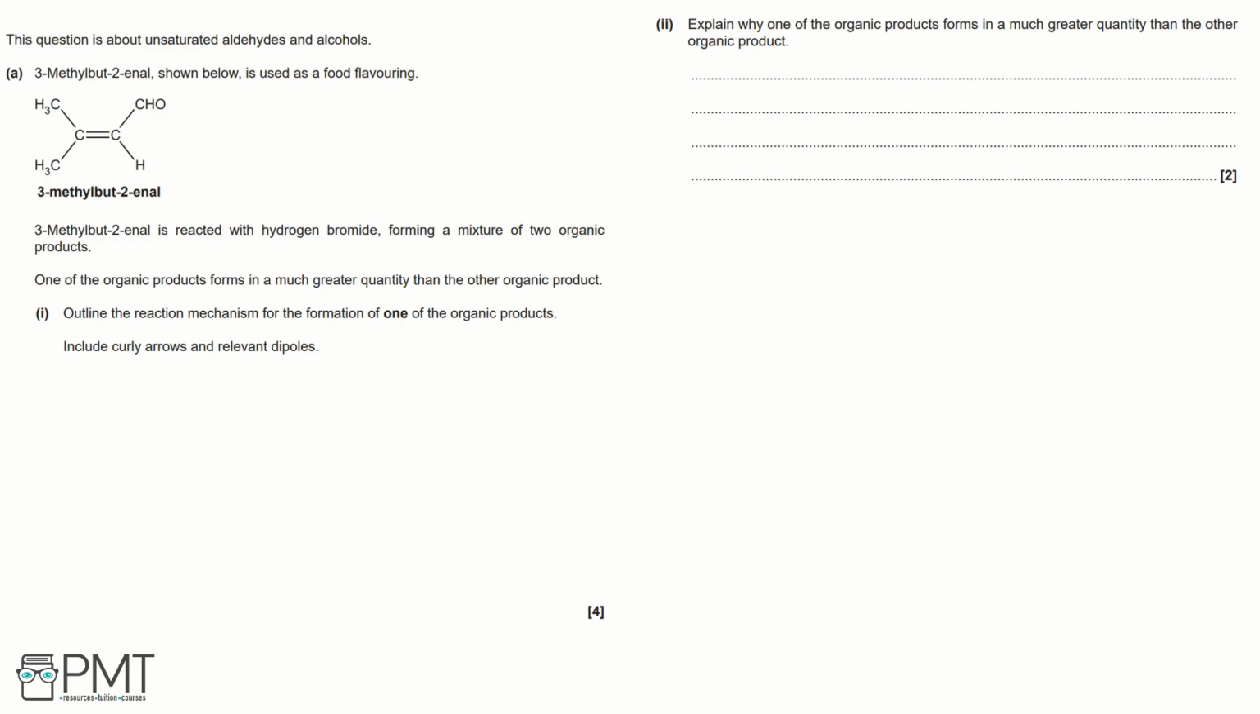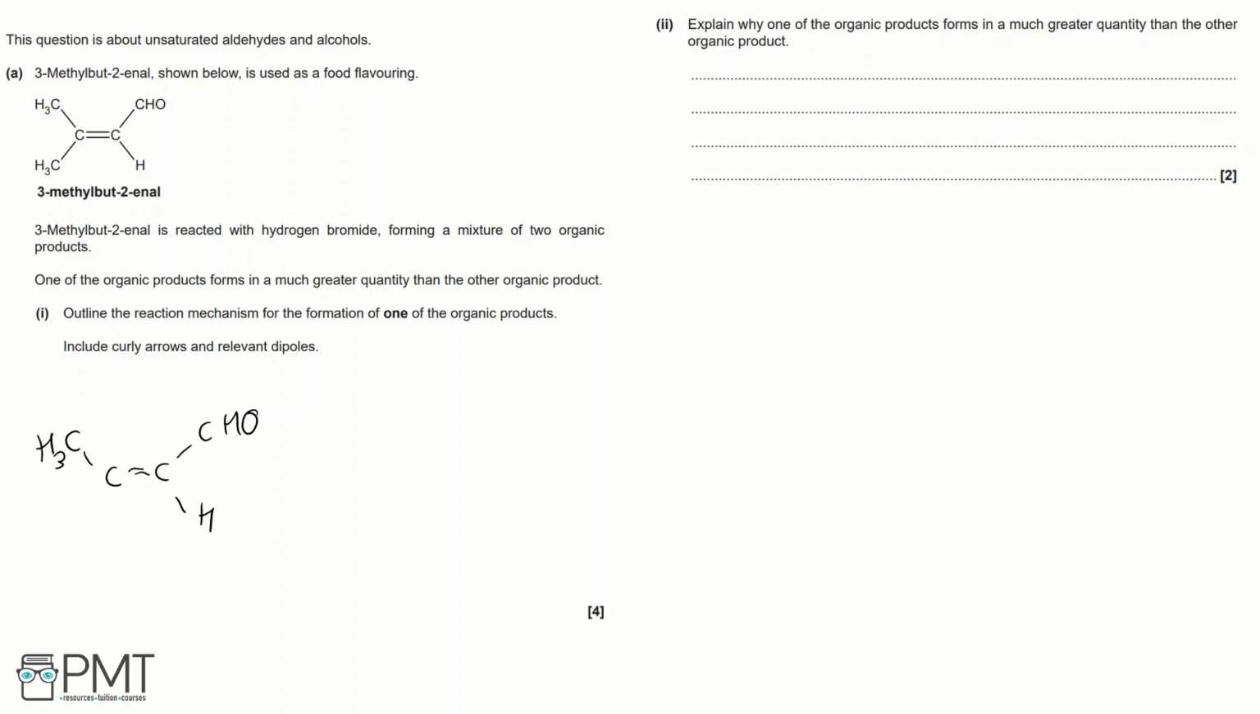Part 1. Outline the reaction mechanism for the formation of one of the organic products. Include curly arrows and relevant dipoles. This question is asking about electrophilic addition, so we're going to draw the mechanism for electrophilic addition of 3-methyl-but-2-enal.